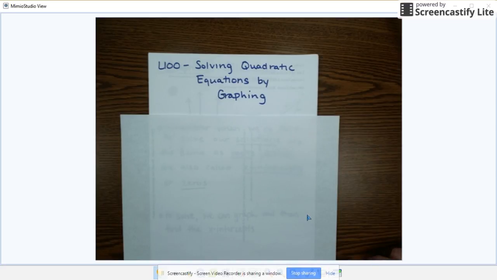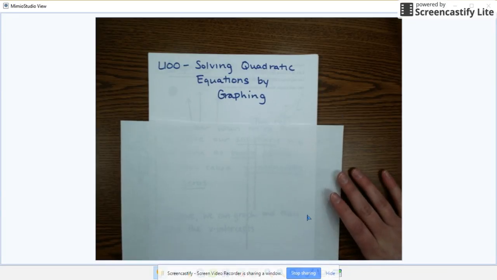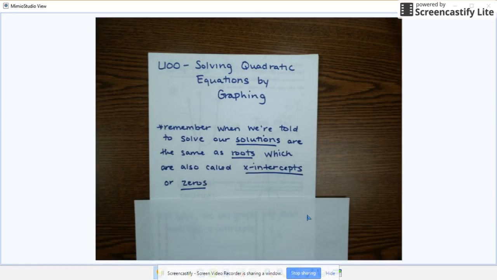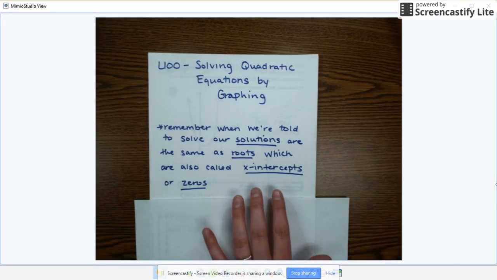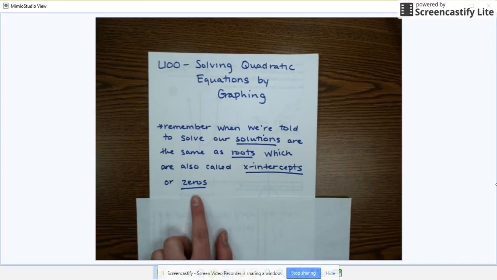Okay, today we're going to graph quadratic functions or quadratic equations, and we're going to solve once we have our graph. So this is lesson 100. Just a quick reminder, when we are told to solve, our solutions are the same as roots. Another word for roots or solutions is x-intercepts, and then also zeros. So graphically, we know that our solutions are those x-intercepts where our function value is 0.